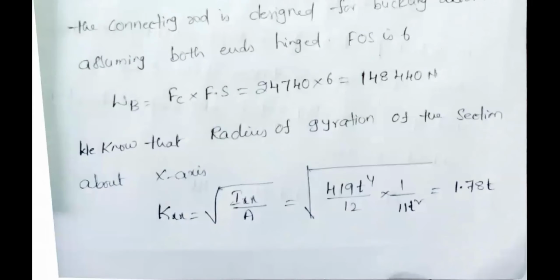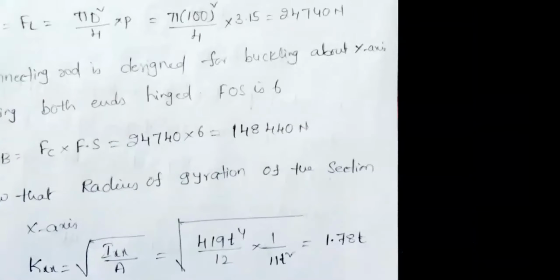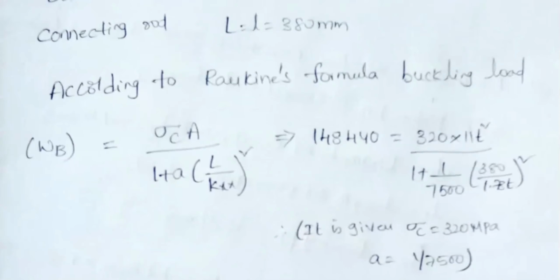What is the Rankine's formula? WB equal to sigma C into A by 1 plus a into L by Kx square. Here sigma C is the crushing stress, A is the area of the cross section, a is the constant, and L is equal to the length, assuming both ends are hinged. Kx is the radius of gyration. How are you supposed to calculate it? So this is the step.